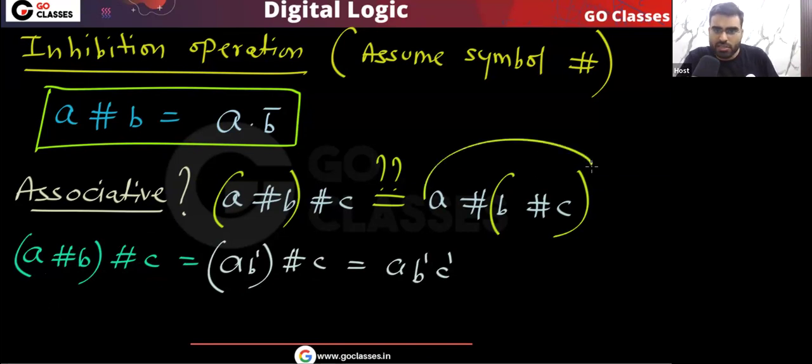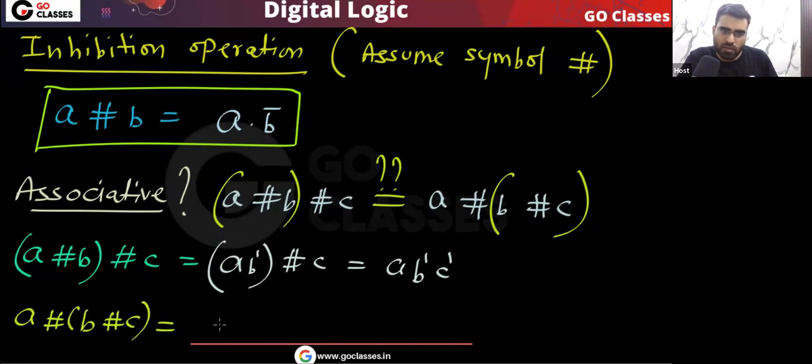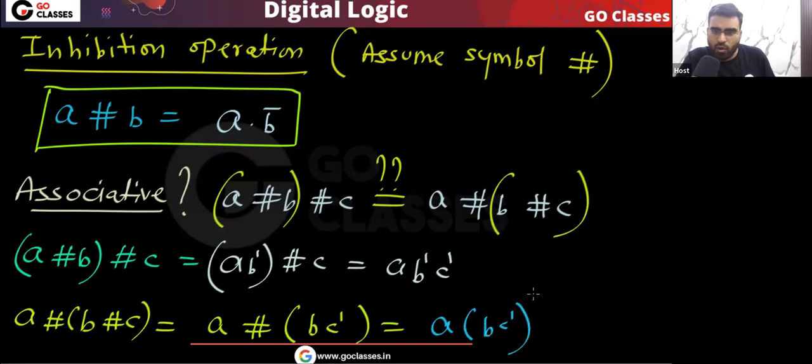Now let's see A # (B # C). What will this be? This will be A #, and the internal thing will be B C bar. Now this is the first, this is the second. So it will be A and its complement, B C bar whole complement, right? Yes or no? Because this is first, this is second, you write the first and the second complement. Remember, this is first, this is second. So the first as it is and the second complement.